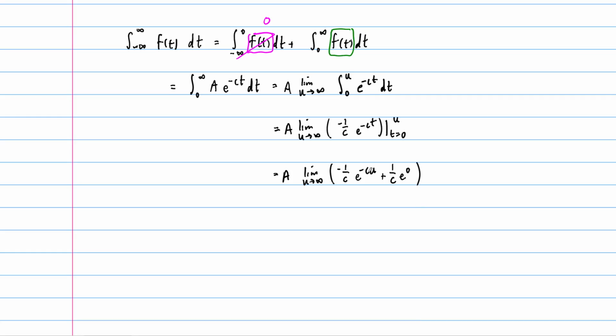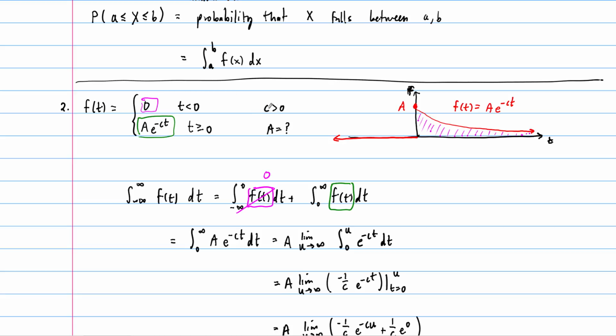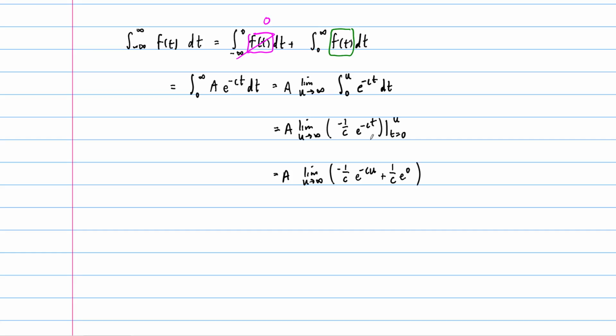All right, now because of our condition that c was a positive number, right? We don't care what positive number c is, but c has to be positive. Because of this condition, this limit is going to act on this term, and as u gets very large, e to the minus very large becomes very small, right? So this limit is going to approach 0, and that's the only place the u shows up anyway, right? And e to the 0 is, of course, equal to 1. So after all this work, what do we end up with? We end up with a times 1 over c.